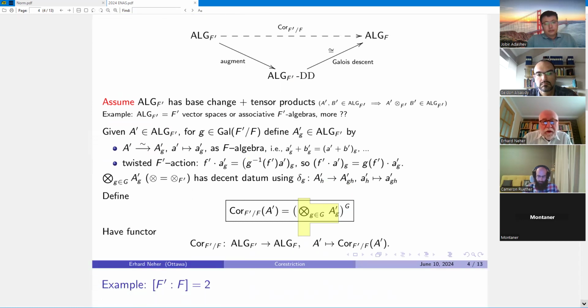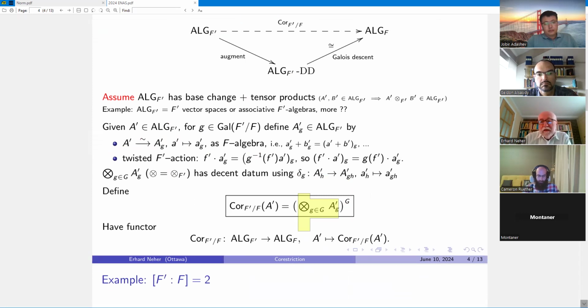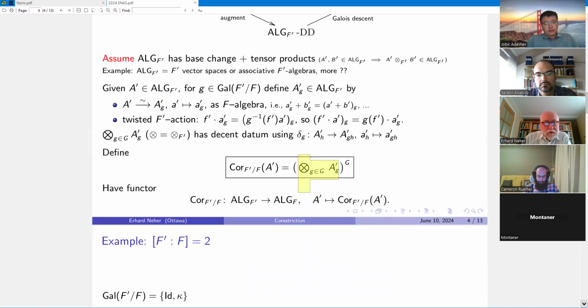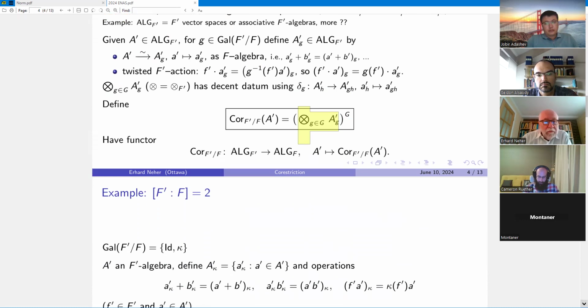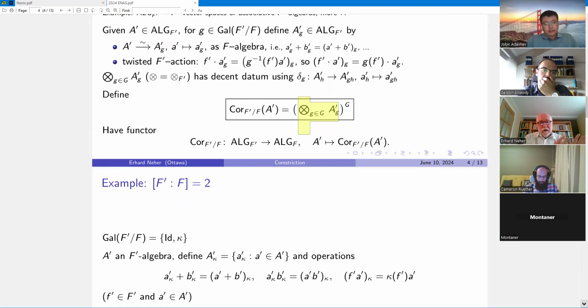So let me give you a quick example. Suppose our Galois extension has degree 2. So our Galois group has two elements, the identity and a non-trivial element, which I call kappa. I take an F prime algebra A prime. I define A prime kappa by putting an index kappa on all elements of A prime.